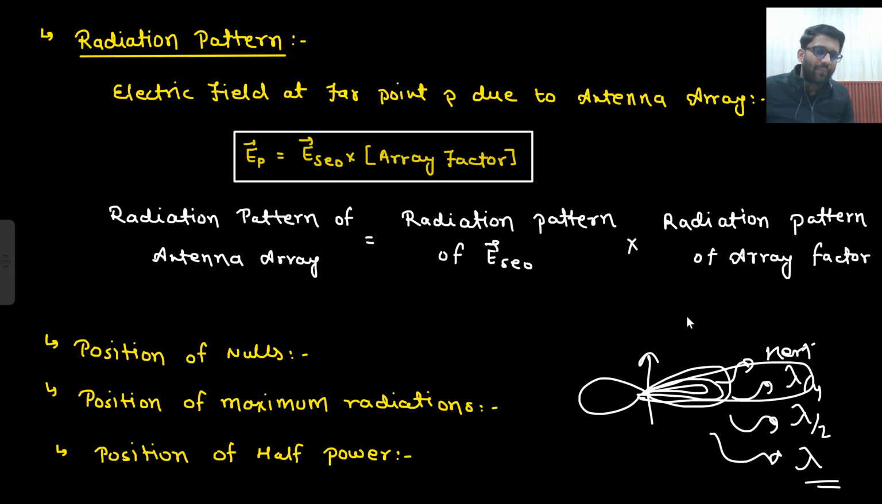But the pattern was the same. The pattern was like this only, if you remember it. For Hertzian, lambda by 4, lambda by 2 and lambda, you can go back to your notes. You will realize that for all of them, the pattern was the same.